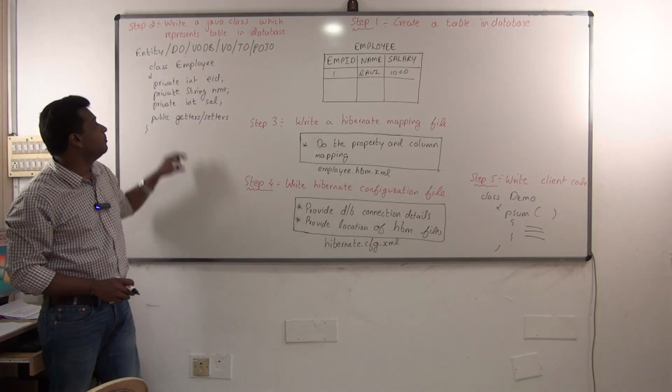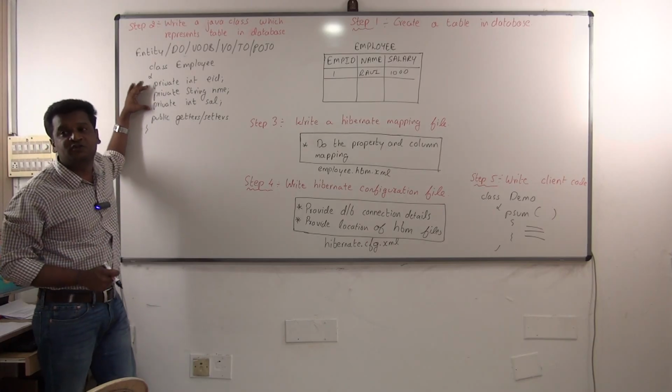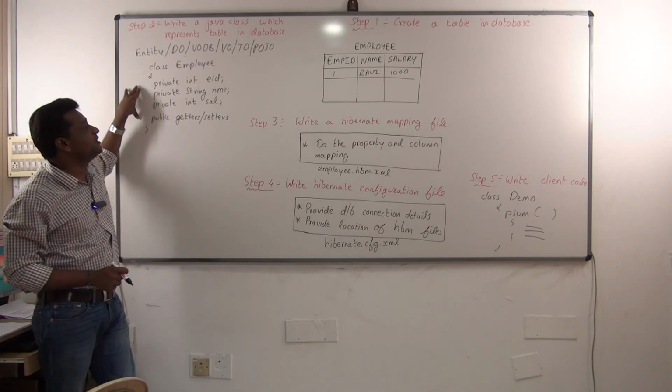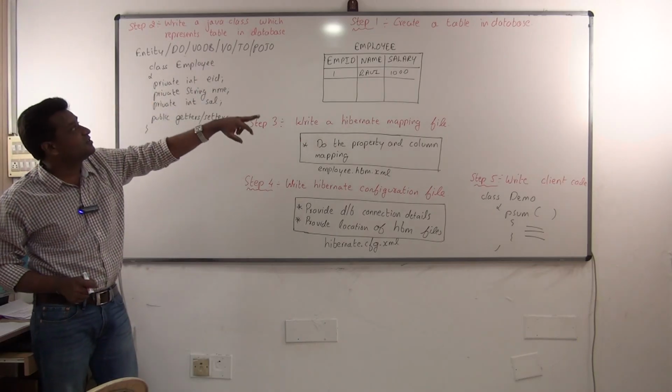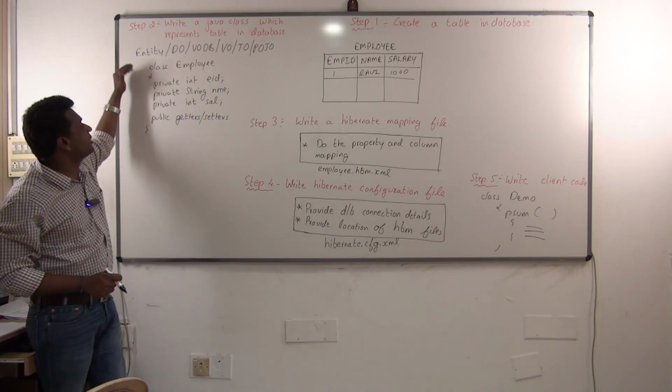Clear? Then next, you have your properties, and for your properties you should generate getter and setter methods. That's mandatory. So this is your Java class. That was the second step, we have completed step 2 now.